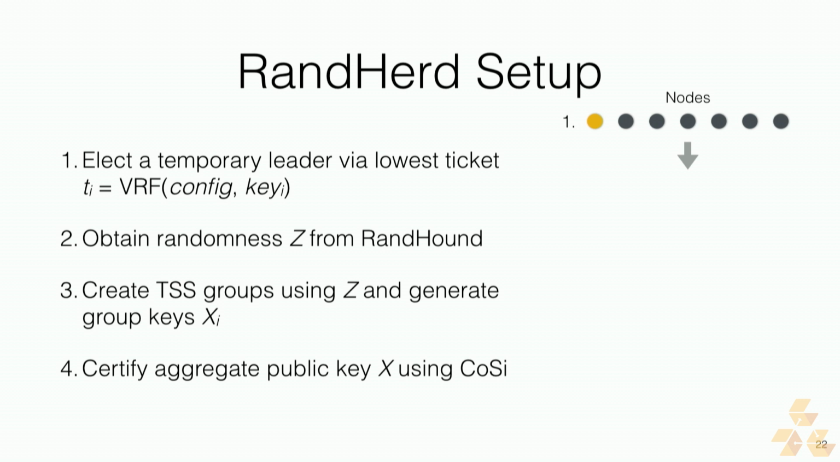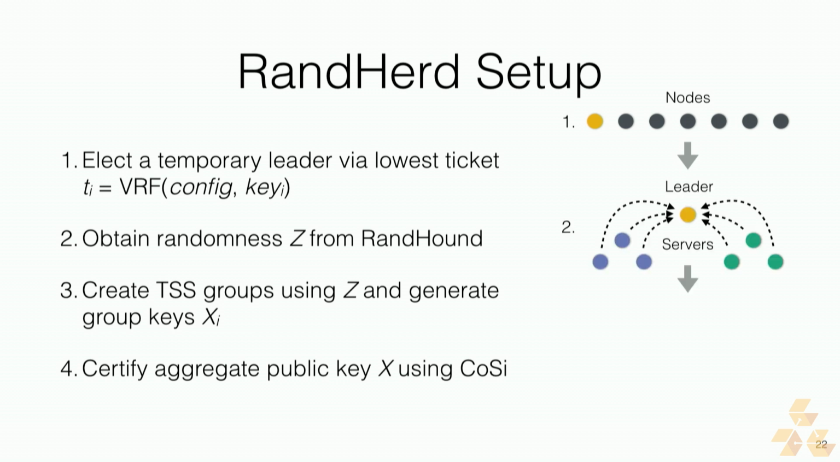Coming to the setup, first of all, we have our nodes, and we pick one of those nodes as a temporary leader by running a VRF-based lottery. A VRF is a verifiable random function, and at a certain point in time all the nodes generate a VRF output. You can think of a VRF as a public hash function, so the output is unpredictable to other participants, but everybody can verify it. Everybody generates these tickets, we arrange them in increasing order, and the ticket with the lowest value is the leader for the next step.